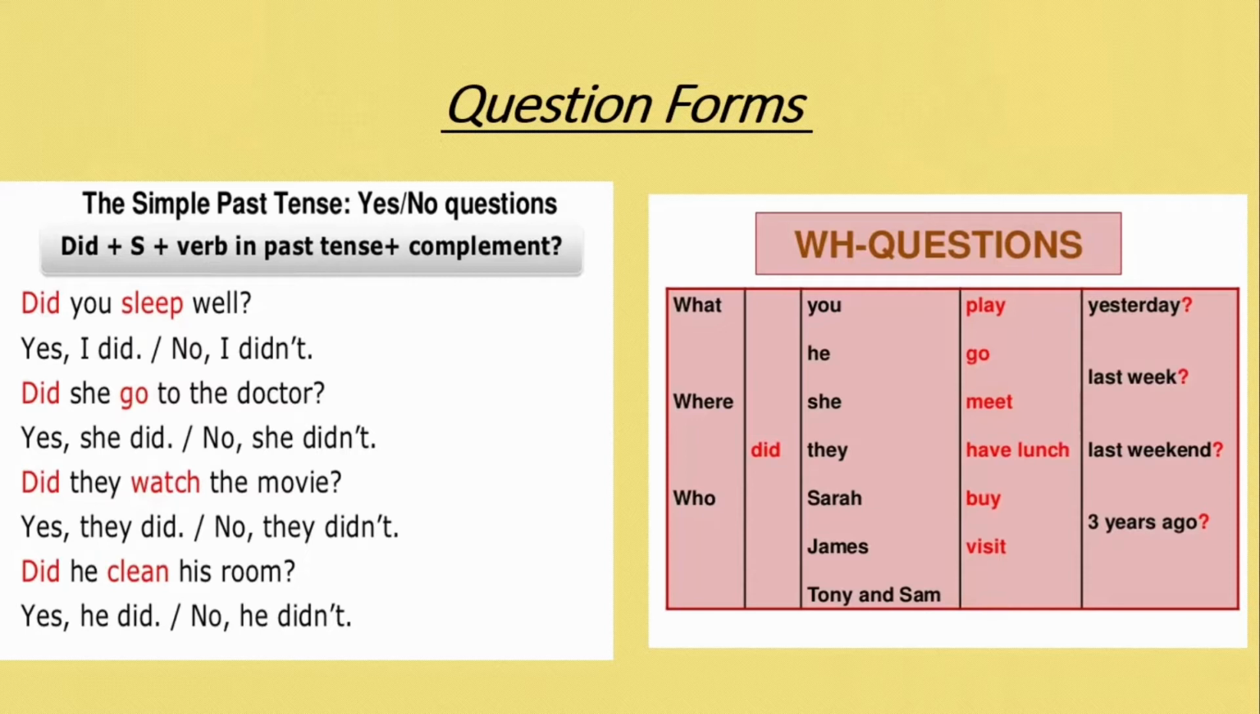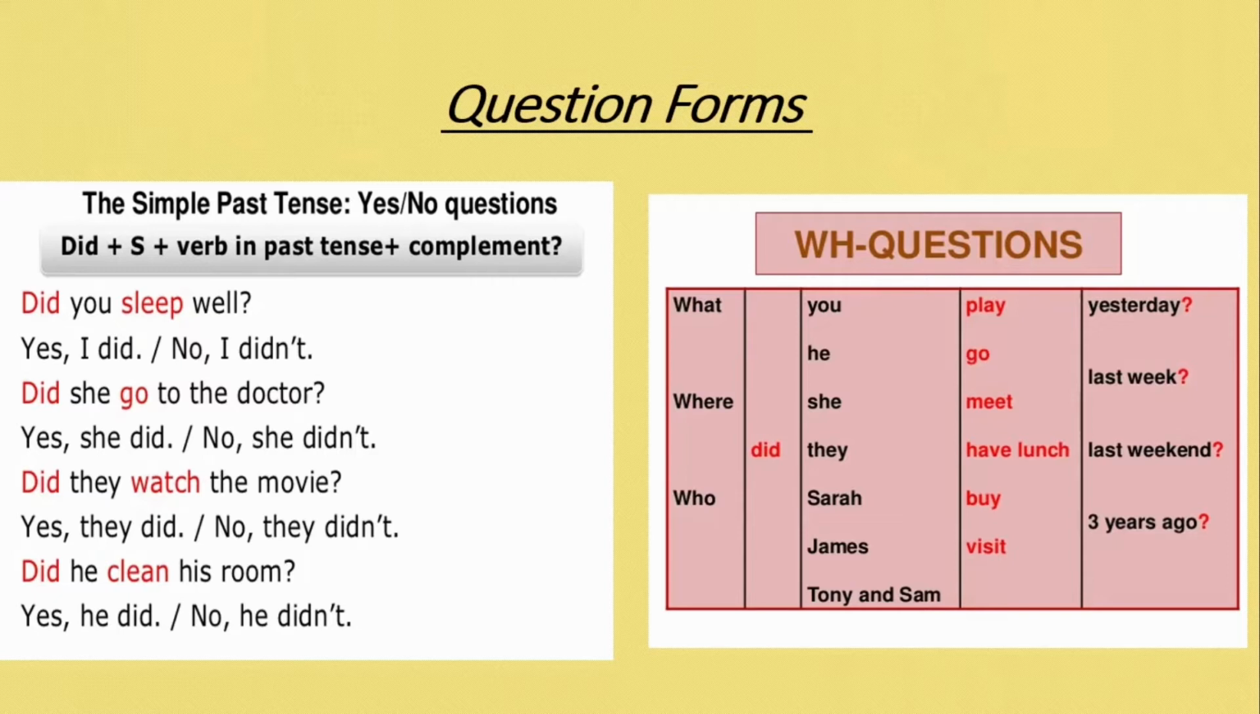We start with the helping verb. All the time we start with the helping verb. And the helping verb here is did. Remember again that when we use did, we use a base form of the verb. Like, for example, did you sleep well? Yes, I did. No, I didn't. Did you write your homework? Yes, I did. No, I didn't. Did they buy a new house? Yes, they did. No, they didn't. Did she run along, for example, the track? Yes, she did. No, she didn't.